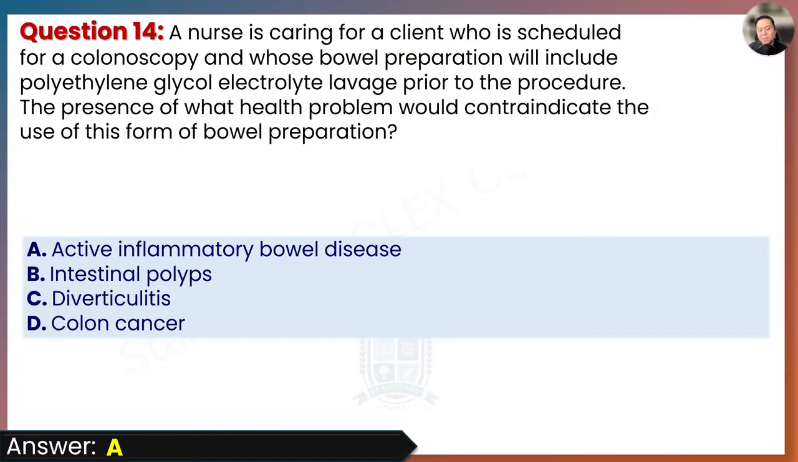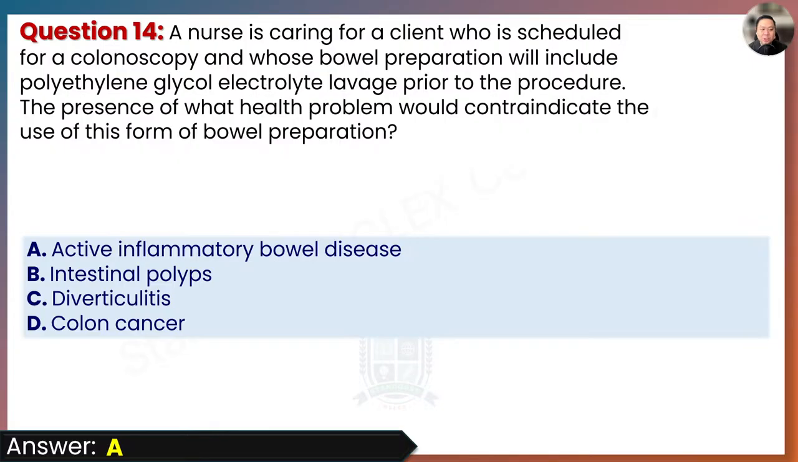All right, so let's talk about the polyethylene glycol, which is the PEG. It's an electrolyte lavage that will work as an osmotic laxative. It means that it's going to pull water into the intestines to flush out the stool before the colonoscopy. While generally it's safe, it can also be risky for patients with active inflammatory bowel disease like Crohn's disease or, let's say, ulcerative colitis in their flare-up season. I'm talking about active inflammatory bowel disease.